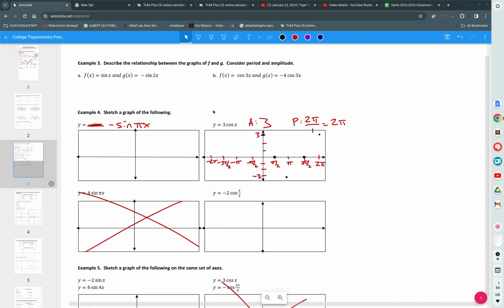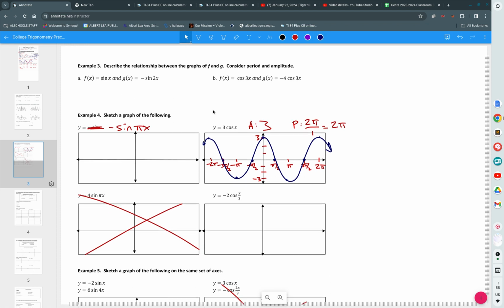So I'm going to go back to the other side and fill those in. And there I have that graph. That's actually a really accurate cosine graph. If we were to put that on the calculator, you would be like, wow, that's just about identical. Are we okay? Yes. All right, then the next one.